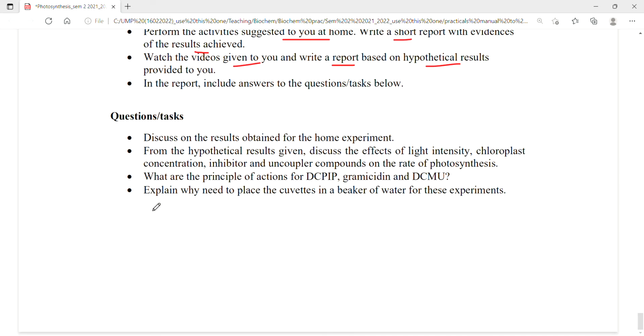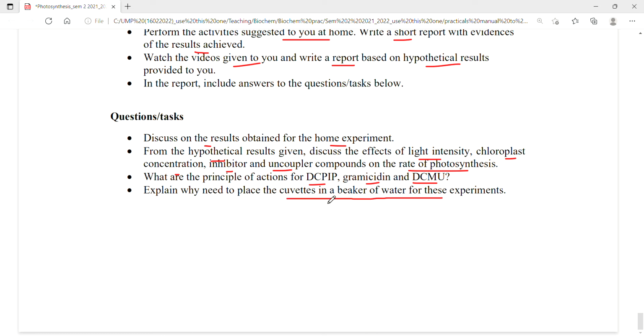And then as usual, I prepared some questions discussed on the result obtained for the home experiment. From the hypothetical result, talk about whether light intensity, chloroplast concentration, the inhibitor and uncoupler compound affect the rate of photosynthesis. And then principles on DCPIP, gramicidin, DCMU also can be provided in the results and discussion sections. And also lastly, explain why we need to place the cuvette in the beaker of water.